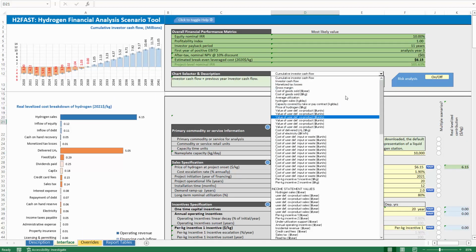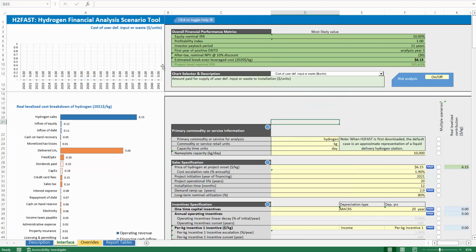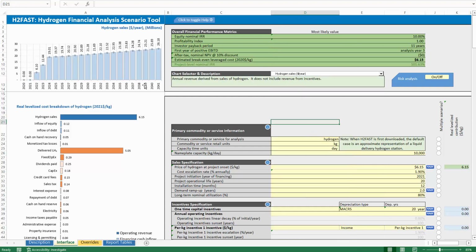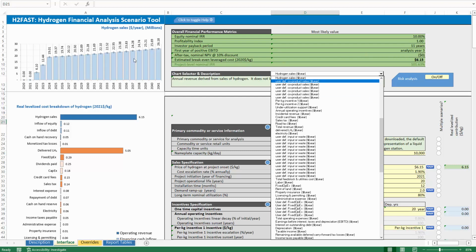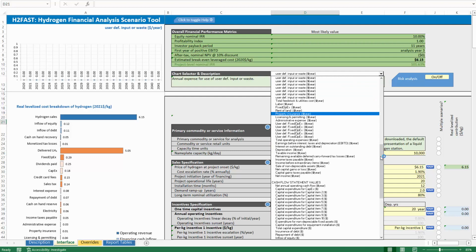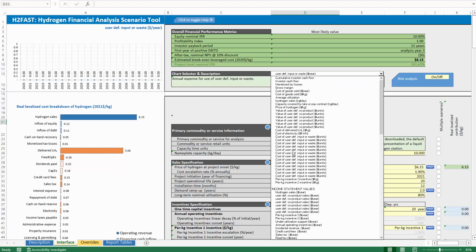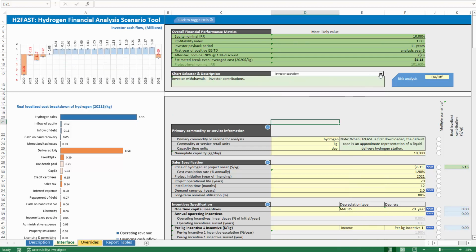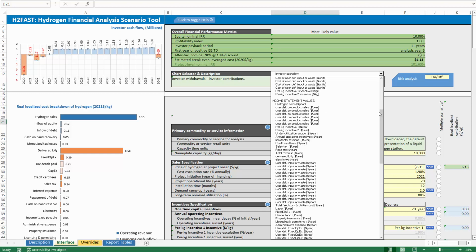Here you can see that we have a drop-down menu if you want the model to plot any parameter. Some of them obviously are going to be zero over time, but you can see that there is a drop-down menu that lets you update this chart up here, so that you can look at anything from gross margin, cumulative cash flow, investor cash flow year by year. You can see all the parameters that are in the general section.